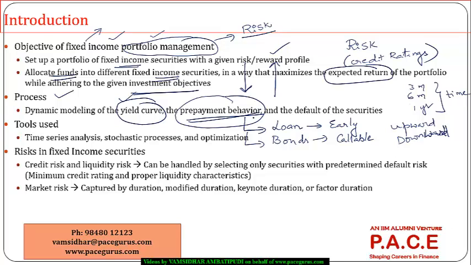And the third important aspect, which is a significant thing with respect to many fixed income securities, is the default. So there is a possibility that the party who has borrowed might default on the transaction. So these are the three key aspects.